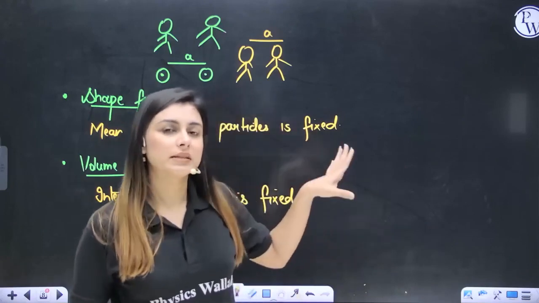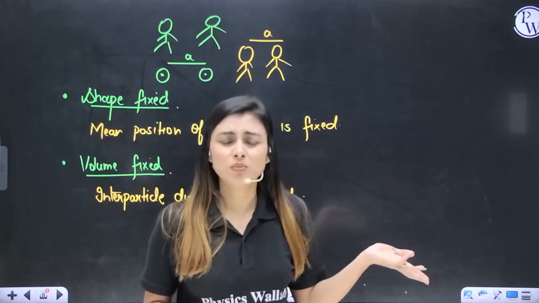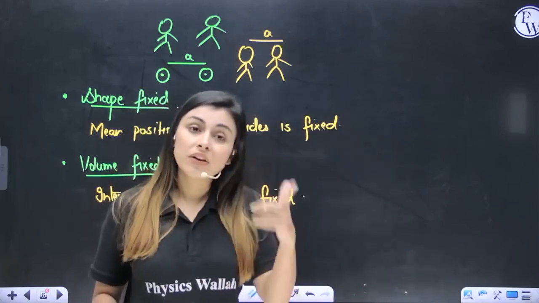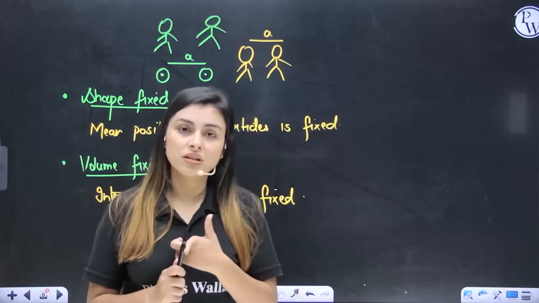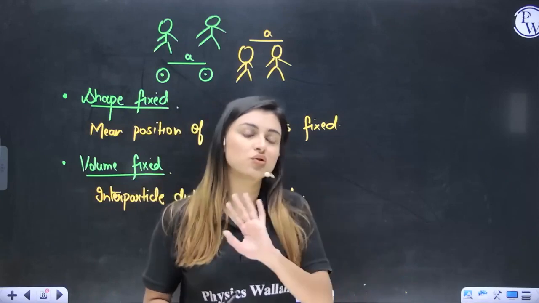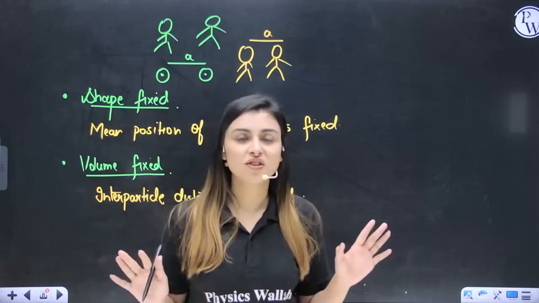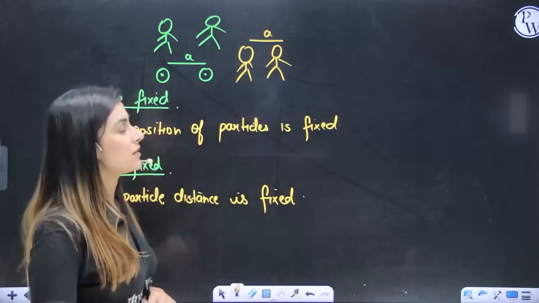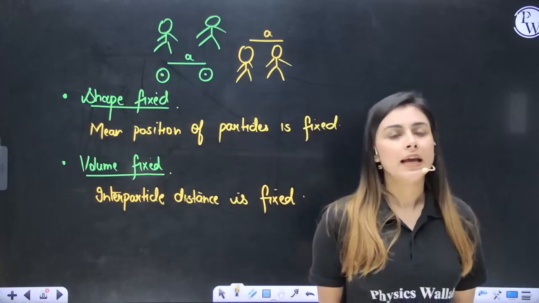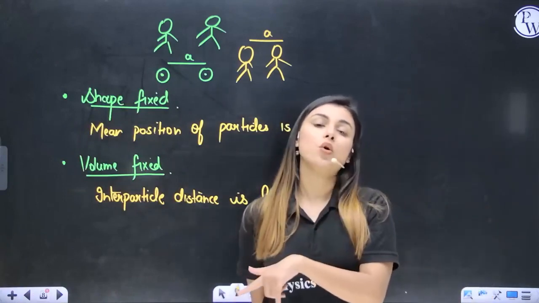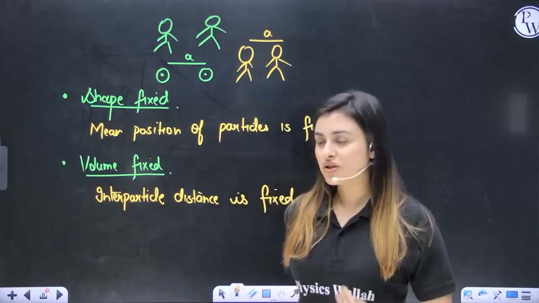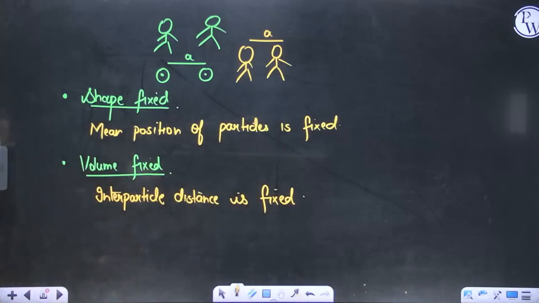Now, these two friends decided that we'll not listen to ma'am. Why will we listen to ma'am? Let's go away. Let's not hold our hands and let's just play. Now, if they do so, then neither the position is fixed nor the interparticle distance is fixed. And that is the case when neither the shape is fixed nor the volume is fixed. So, I hope this is clear with you. This is how we can understand why shape is fixed, why volume is fixed. If someday any question is asked to you regarding the volume fixed or shape fixed, I hope you'll answer this, right? So I'll just move aside. You can write this and then we'll move forward.